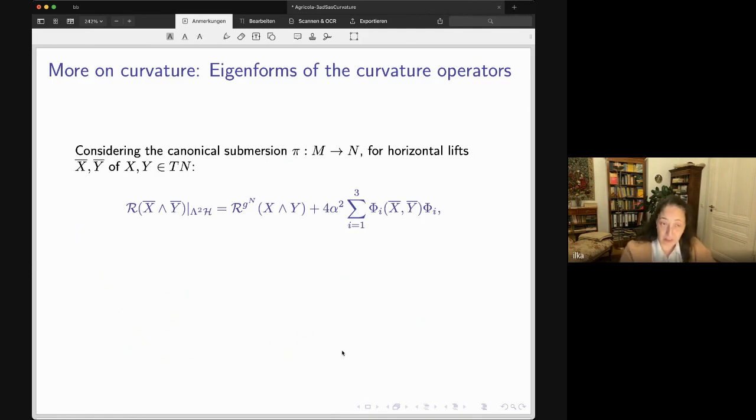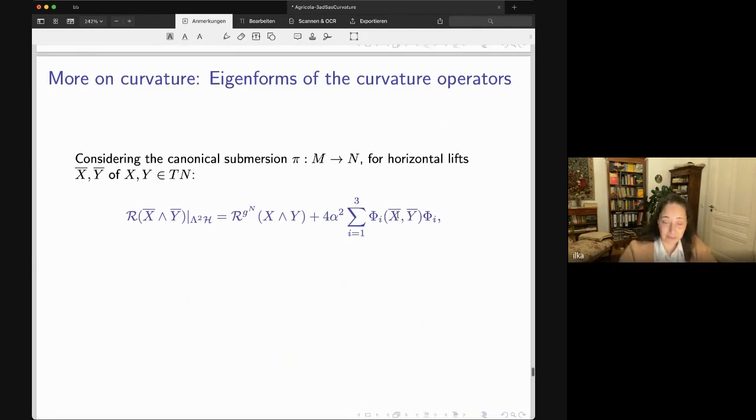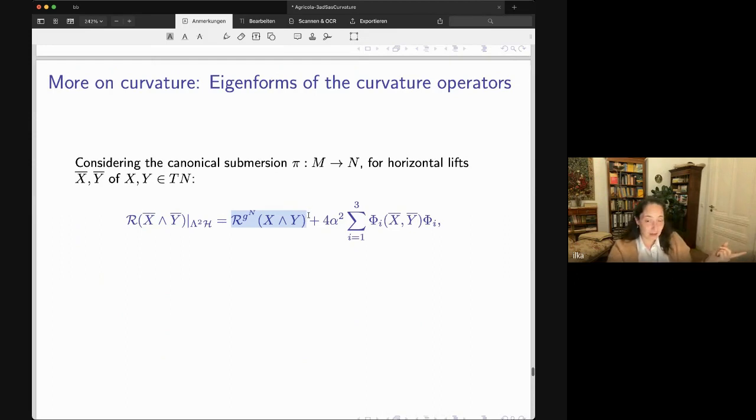Okay, so if we look at the canonical submersion pi, and at horizontal lifts of vector fields, then one key formula says how the curvature operator upstairs for the canonical connection links to the curvature operator of the base plus some additional term. And this additional term we can really describe, because the phi i's are just the 2-forms associated, so the Kähler forms coming from the little phi i's. Okay, so it's as explicit as things can be.